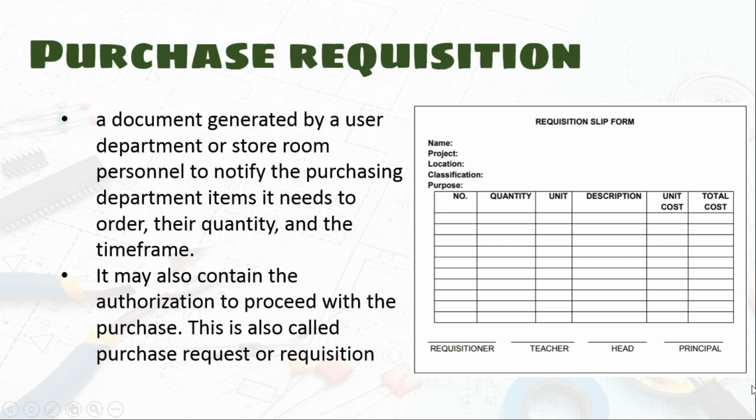So ito ang example ng isang requisition form. So nakalagay dyan ang pangalan, anong proyektong gagawin, saan mo siya gagamitin, ano ang classification, at ano ang purpose. So dito i-enumerate mo, isa-isahin mo ang bilang kung anong klaseng tool or equipment ang bibilin mo, magkano siya, at magkano ang total cost. So nakapirma ka dito, ikaw bilang requisitioner, ang teacher mo, ang head, as well as the principal, para matrack natin yung record kung magkano ang bibilhin mo at saan mo siya gagamitin. Okay? So yan ang purchase requisition form.